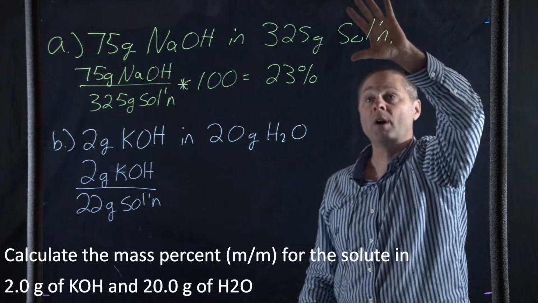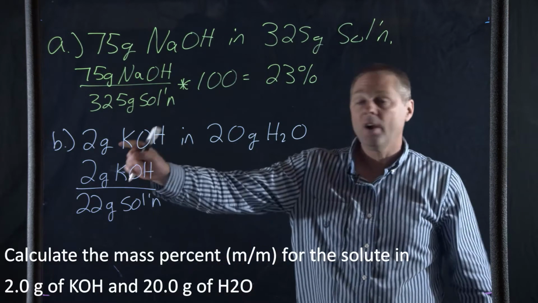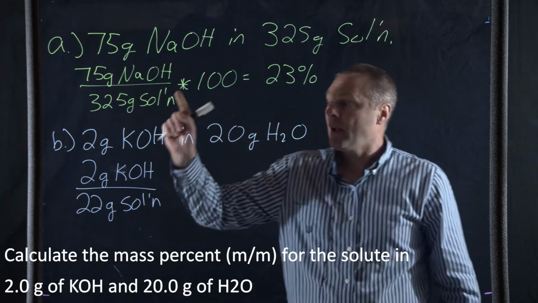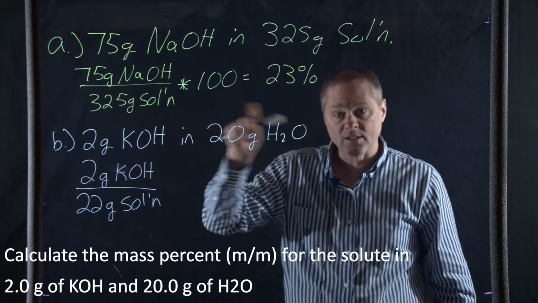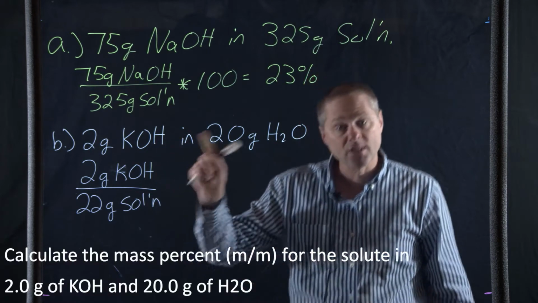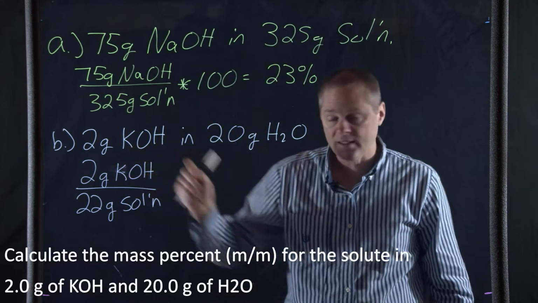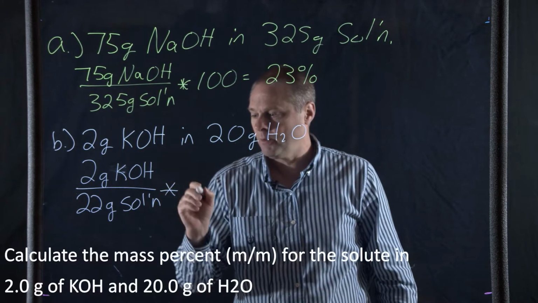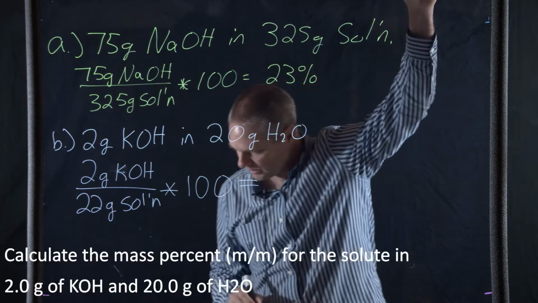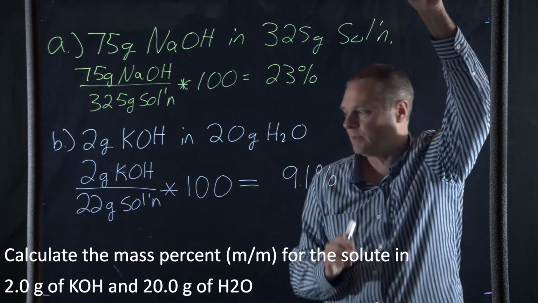In the previous problem up here, this gave us the mass of the solution. Here, it didn't give us the mass of the solution. It gave us the mass of the solvent and the mass of the solute. And so the mass of the solution is going to be the mass of the solvent plus the mass of the solute. If we multiply that by 100, this is going to give us 9.1%.